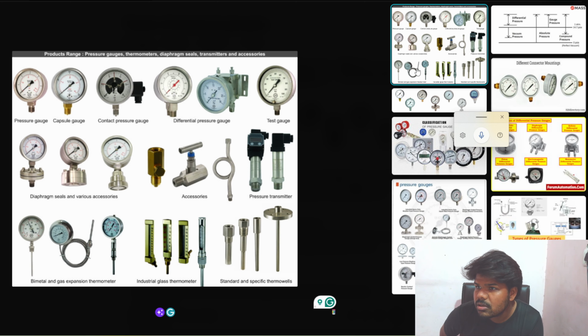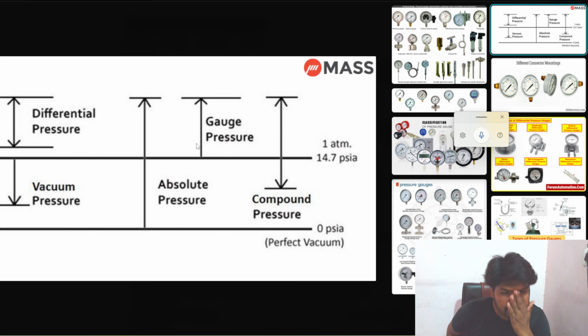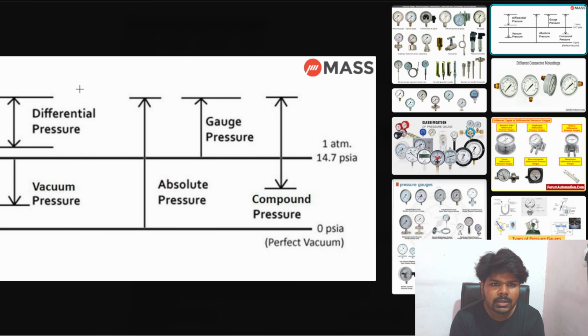So, like different kinds of pressure gauges, and this chart is very important, and you can watch, I hope. This is a borderline, this is a zero point. Suppose one system is present here. Suppose I make a system here, this is a closed vessel.